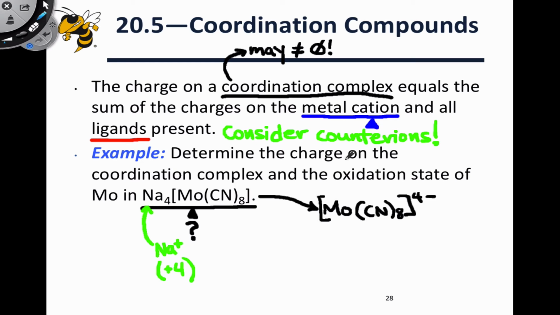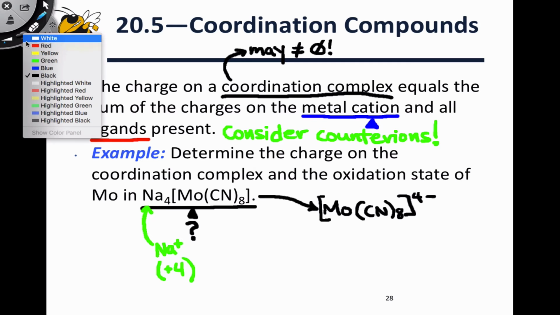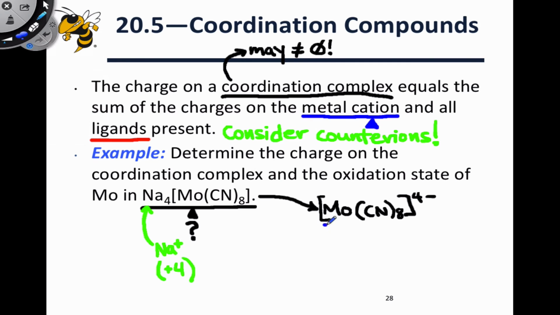The overall charge on the coordination complex is the sum of the charge on the metal cation, in this case molybdenum, something we don't quite know yet, and the charges of the ligands. Now in this case we have 8 cyanide ligands. Cyanide has a charge of -1, and so the total charge on the ligands bonded to the metal is -8.